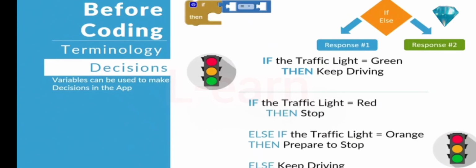So we would start off, if the traffic light is red, then stop. Else if the traffic light is orange, then prepare to stop. Else, keep driving. Because therefore we've told it that it can only be one of 3 options. If it's not red, it's going to be either orange or green. If it's not orange, it's going to be green. So we have chosen our traffic light and basically the driving app to do exactly what we want.